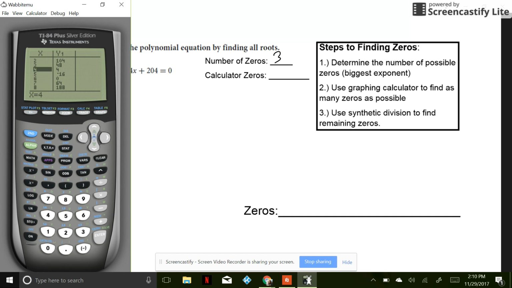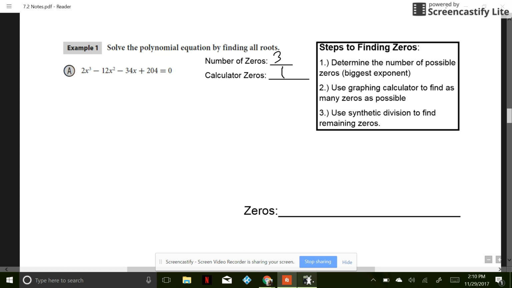Now, if you look at the graph, look at the table here, notice we're positives, we're changing to negatives, but we don't have any other zeros. So that's telling us that they're not at whole numbers. So our only calculator 0 is here at 6. So what we need to do now is find the other values. So what we're going to have to do is use synthetic division to divide out that 6 as a factor.